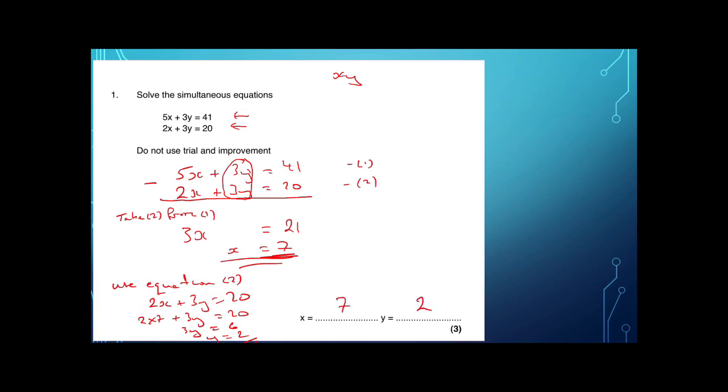So I've got x is equal to 7, y is equal to 2. Now I can check to see if that's actually correct by putting it back into the other equation. I used equation 2 here, so put it back into equation 1. So 5 times 7, add 3 times 2, so that's 35, add 6, and it does equal 41, and effectively means that you can mark your own work.